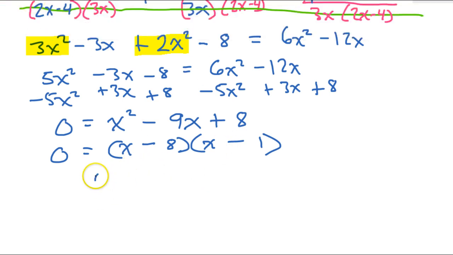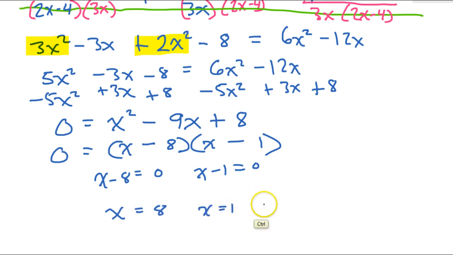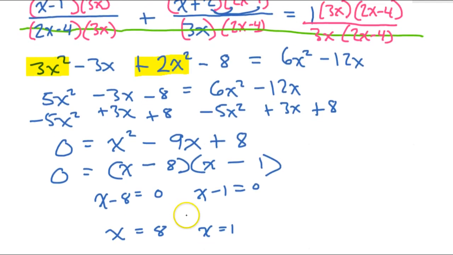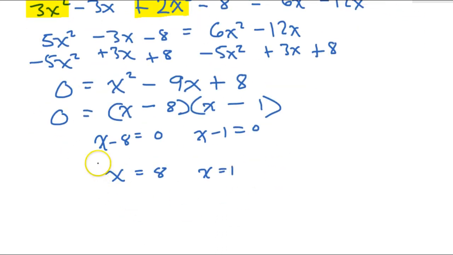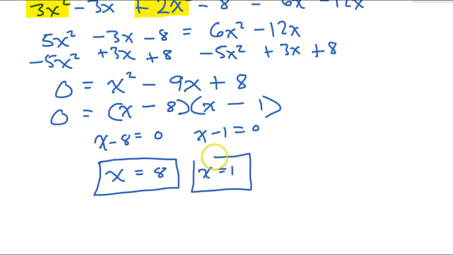So now I set each of these equal to 0. So x minus 8 equals 0, x minus 1 equals 0. Therefore, x is equal to 8, and x is equal to 1. Before I declare victory, I just need to glance back at my denominators. Make sure that none of these are extraneous or illegal. Neither 8 nor 1 would cause a 0 denominator. So these are both valid. So I have two solutions, x equals 8 and x equals 1.